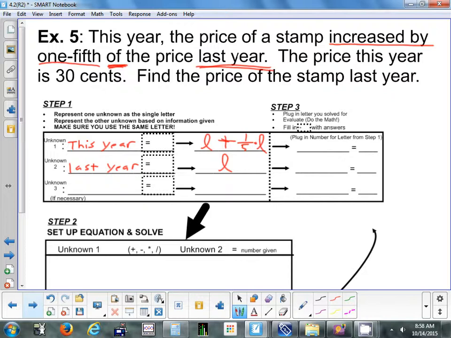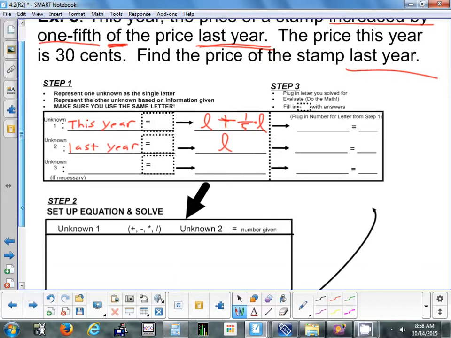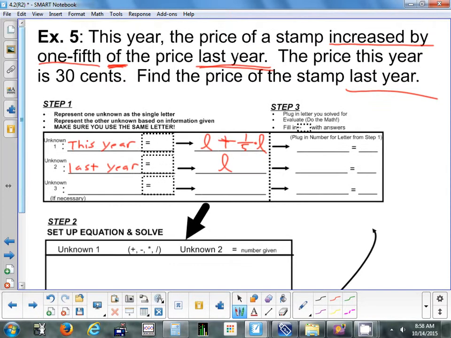Okay, let's just keep in mind our goal. Find the price last year. Okay, so we're trying to find L. Okay, what other piece of information do I know that I haven't used yet? Yep? The price of this year's stamp is how much? 30 cents. All right.